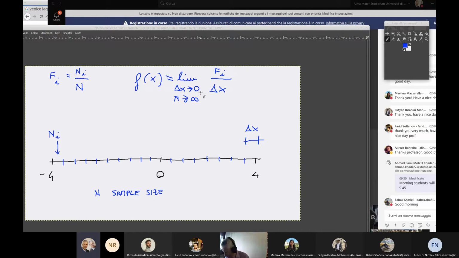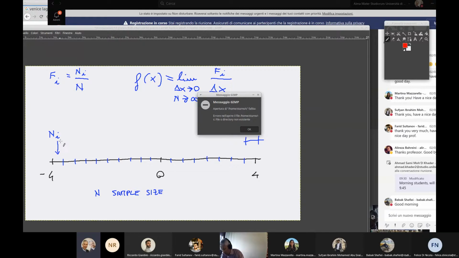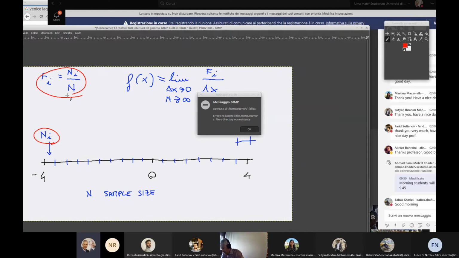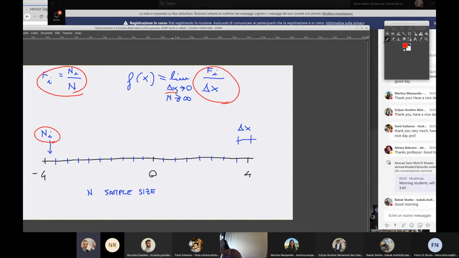So we get a series of numbers. We count the number of times that observations fall in each interval, ni, and then we compute the frequency, and then we compute for each interval the frequency divided by delta x. Of course, when we do it in practice, we have to fix a delta x, so we cannot bring it to 0. So we have to take a delta x that is sufficiently small, and also n cannot be infinity, so we have to take a large n.